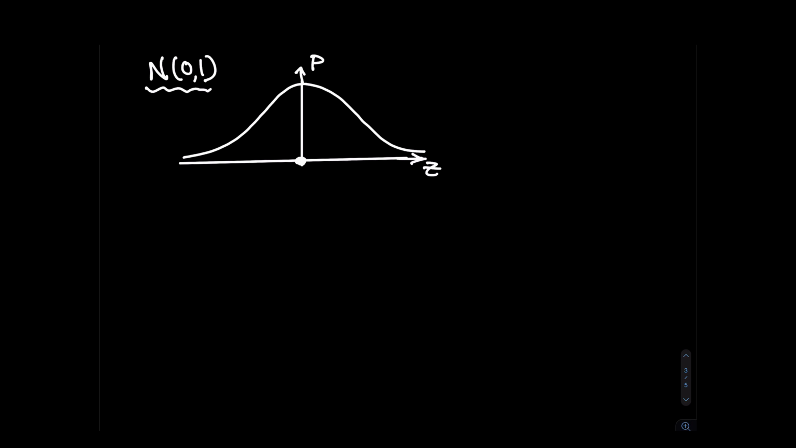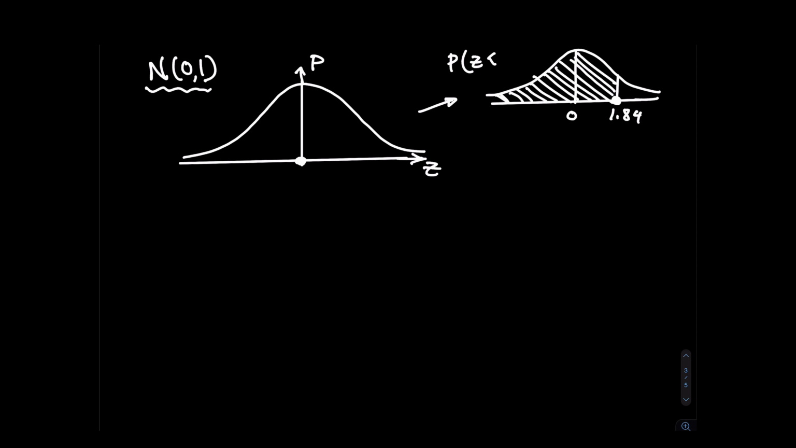So I could ask you, I'm going to draw a smaller picture for you. So I could be asking you, say, 1.84. I could be asking you to give me the probability that z is less than 1.84. That's one question. Probability that z is less than 1.84. We call this the forward problem, meaning I've given you the z-score and I'm asking you to find a probability that's below it.